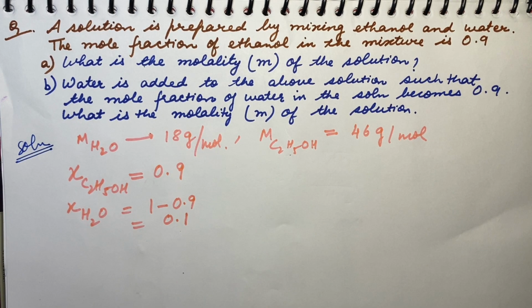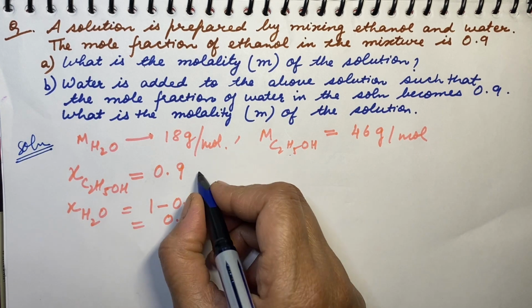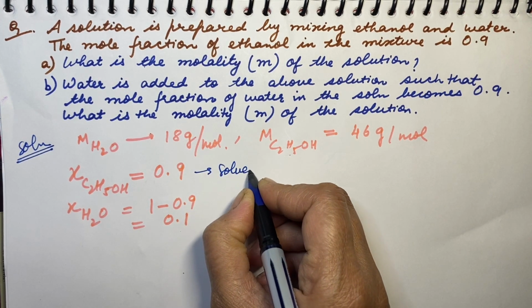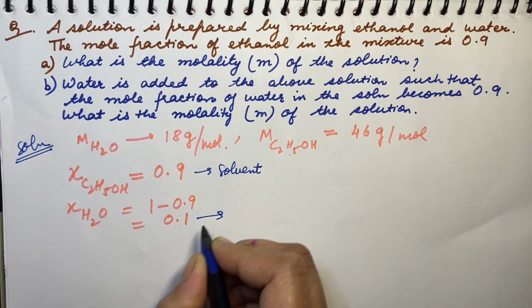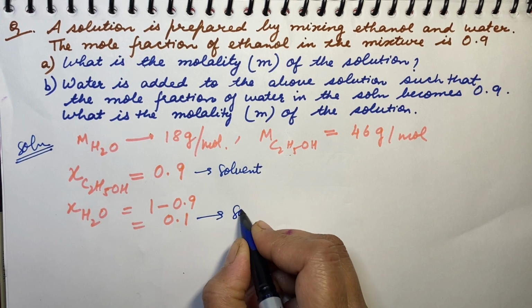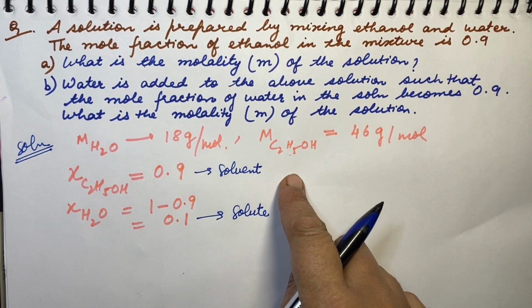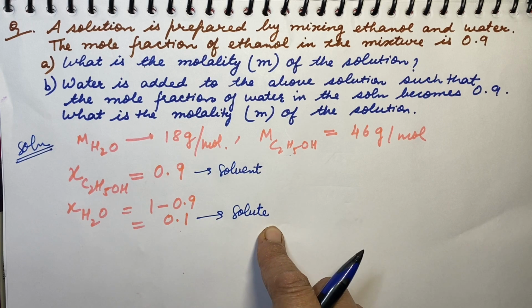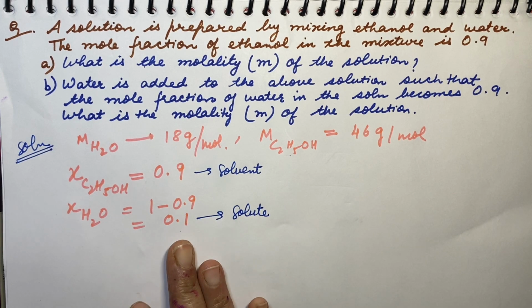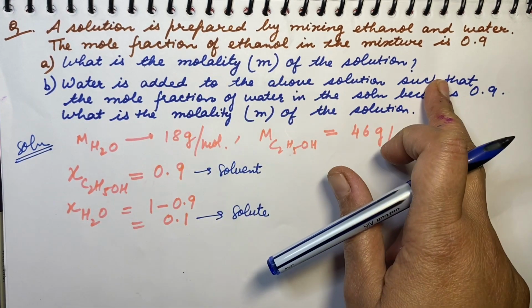So according to this, C2H5OH will be treated as the solvent, whereas the mole fraction for water is 0.1, so it is treated as the solute. तो जो ज़्यादा है वो हमारा सॉल्वेंट है, जो कम है वो सल्यूट है. अब आपसे पूछा जा रहा है व्हाट इज द मोलैलिटी ऑफ द सॉल्यूशन.